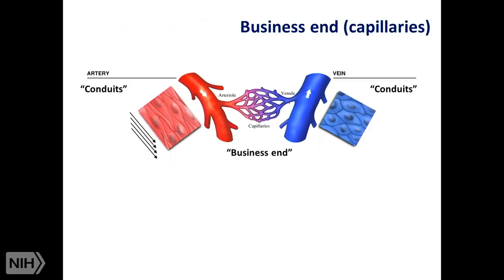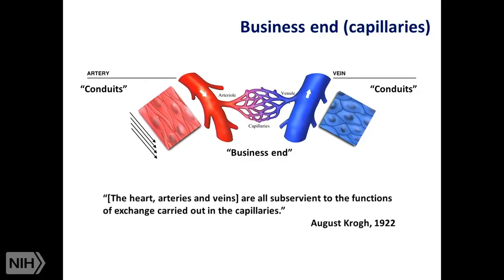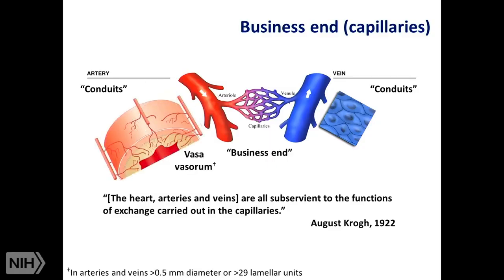This is where all the exchange takes place of nutrients and gases between blood and underlying tissue. Since the primary purpose of the circulation is to maintain and promote such exchange, then viewed from this perspective, the heart, the arteries, and veins are essentially subservient to the functions of exchange carried out in the capillaries. To drive this point home even further, consider that arteries and veins require their own capillary supply, the vasa vasorum, for nourishment as well as oxygenation of their walls.